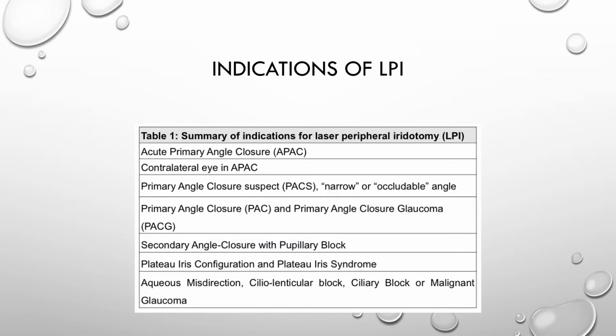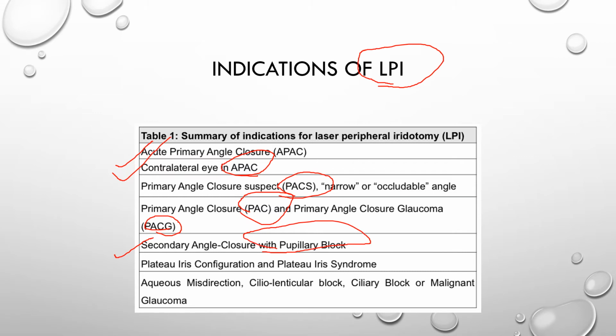Now coming on to the indications of laser peripheral iridotomy. The first is acute primary angle closure. Second is a contralateral eye in acute primary angle closure, primary angle closure suspect, primary angle closure, and primary angle closure glaucoma. Very rarely, in few cases of secondary angle closure glaucoma with pupillary block, laser peripheral iridotomy can be done.